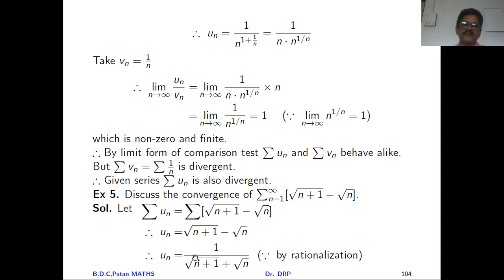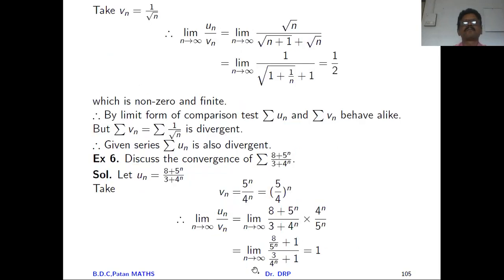And then you select here the degree of the numerator is 0 because the numerator is constant. And if you observe, you will get square root of n, or n raised to half, as the highest power of n in the denominator. So we'll select here vn to be 1 upon square root of n.